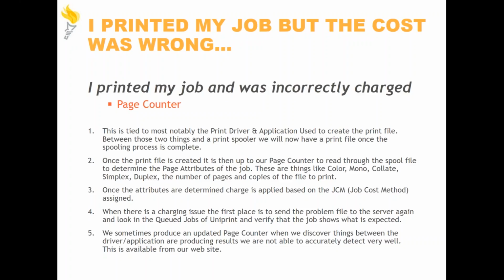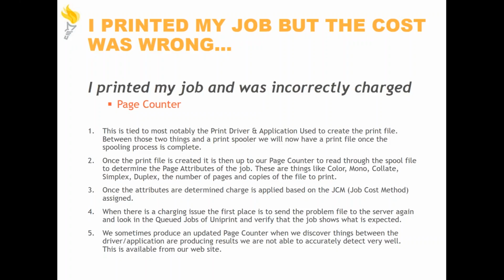Between those 2 things and a print spooler, such as the Windows print spooler, which is what's used, we now have a print file once the spooling process is complete. And that page counter then goes over that print file and reads its values. Number 2, once the print file is created, it is up to our page counter to read through the spool file to determine the page attributes. Those are things like color, mono, collate, simplex, duplex, page size, letter, legal, ledger, A1, C9, the number of pages of copies and copies of the file to print.